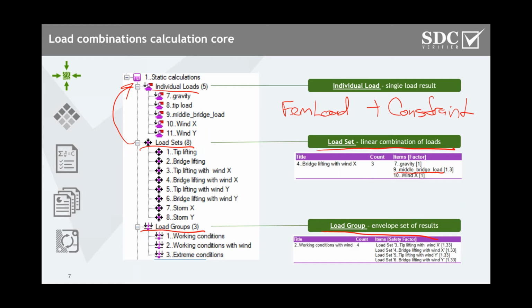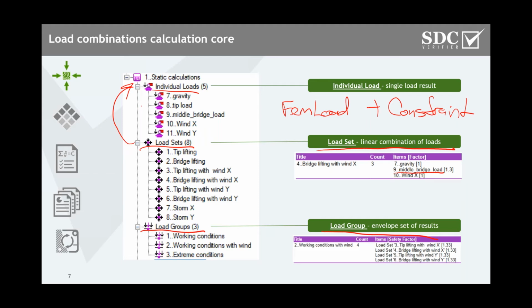So the calculation core of building the matrix and using individual loads, load sets, and load groups helps you to save time on presenting the results according to different standards and to do the checks within all possible scenarios. Also, what is extremely important, it also helps you to save time on solving the model. So you can avoid creating multiple loads. You can just use factors for multiplying.